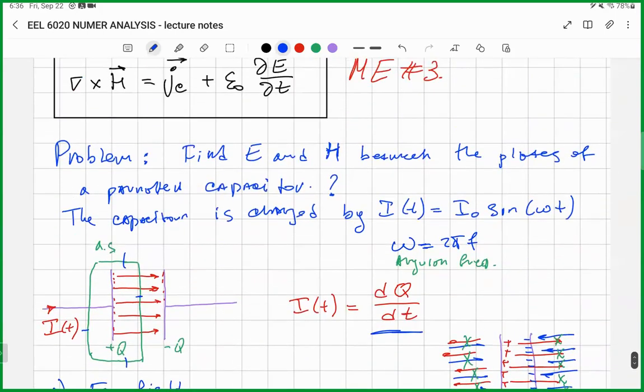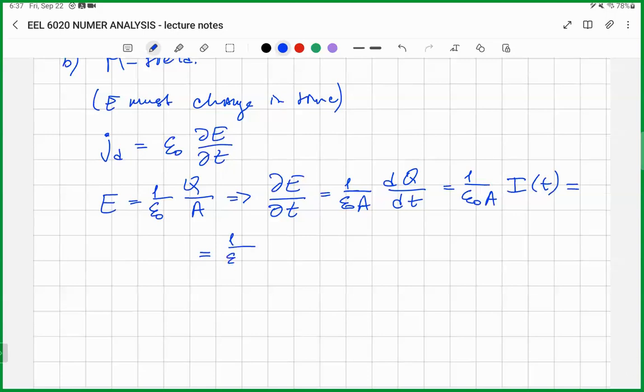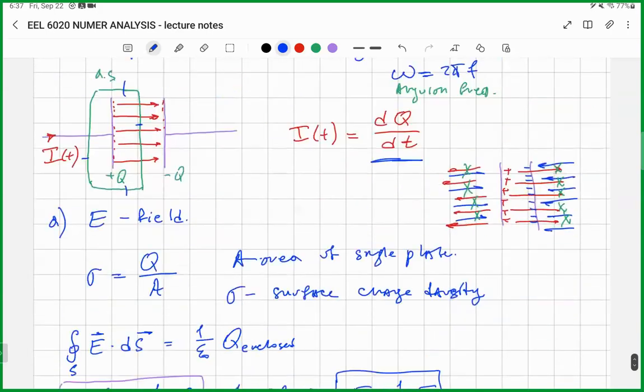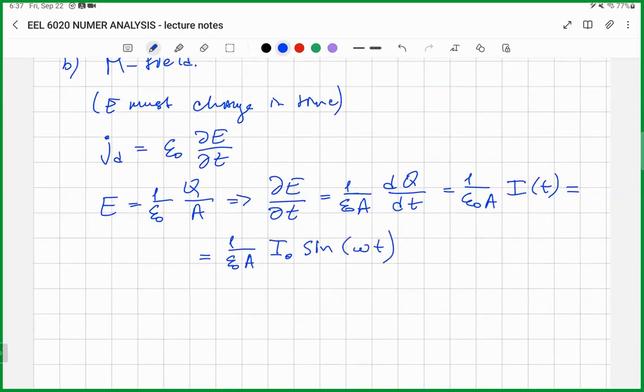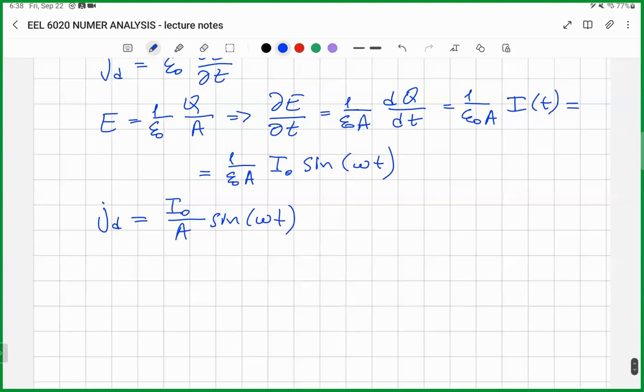Our problem statement tells us that the current is described by this function. So we plug in this formula for the current: I_0 sine omega t. So this is the value of the time derivative of the field inside the capacitor. Now, if I multiply this by epsilon 0, I get the value of the density of the displacement current. So it's going to be I_0 over A sine omega t. So this is the displacement current.